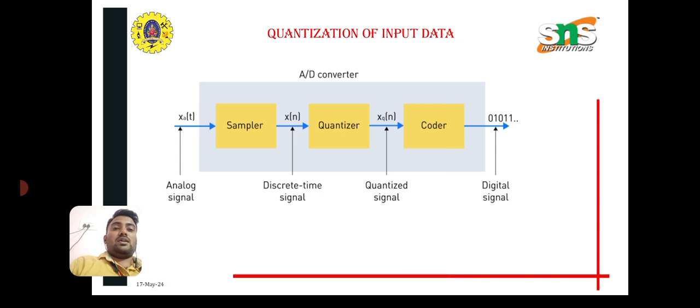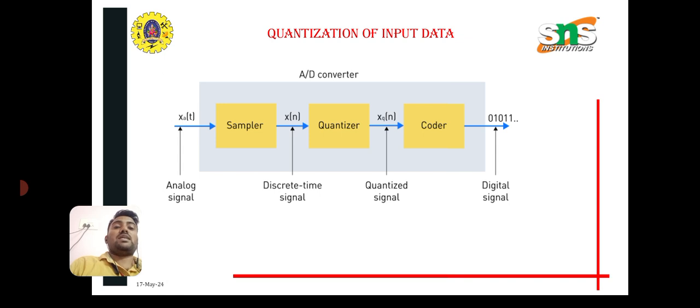There are three blocks. First one is the sampler, second one is the quantizer, and third one is encoding, that means the coder. Okay. The sampling process is done by using the sampler, quantization is done by using the quantizer, and the encoding process is done by using the coder. The input of the sampler is an analog signal, which means a continuous time signal. Both amplitude and time are continuous in manner.